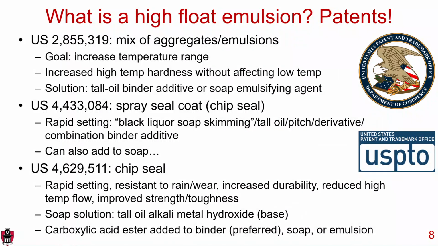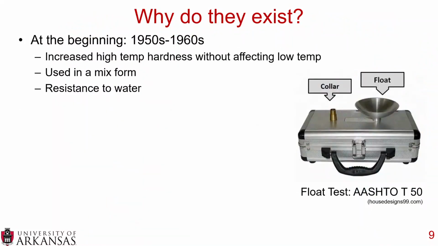So this is kind of a history leading up to the development of, and then how we started using, high float emulsions more frequently. And this really all started in the 50s and the 60s. And again, in the beginning, we wanted to increase the high temperature hardness without affecting low temperatures. We wanted to use it in a mix form at the beginning, and we wanted this mix of emulsion and aggregate to be resistant to water.